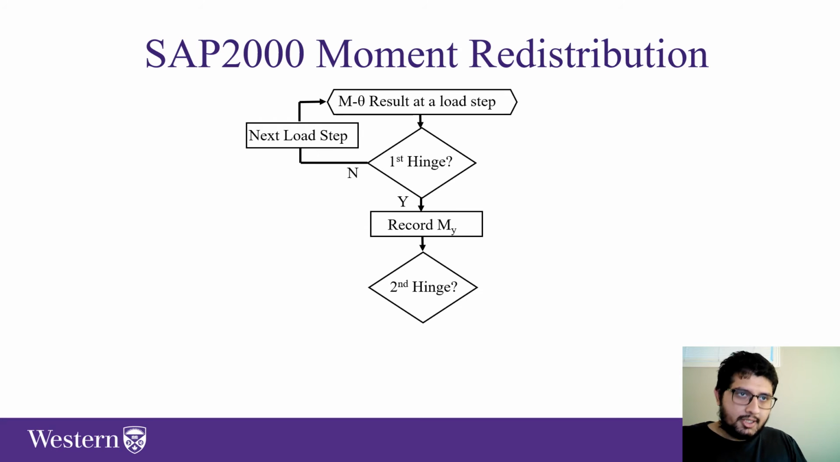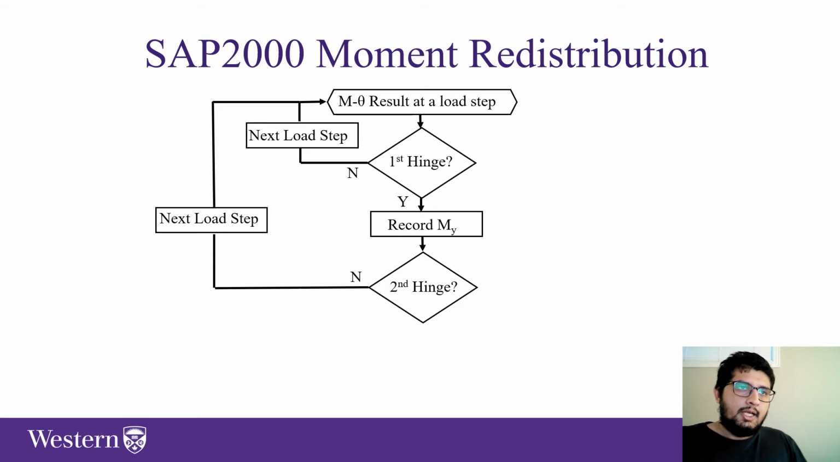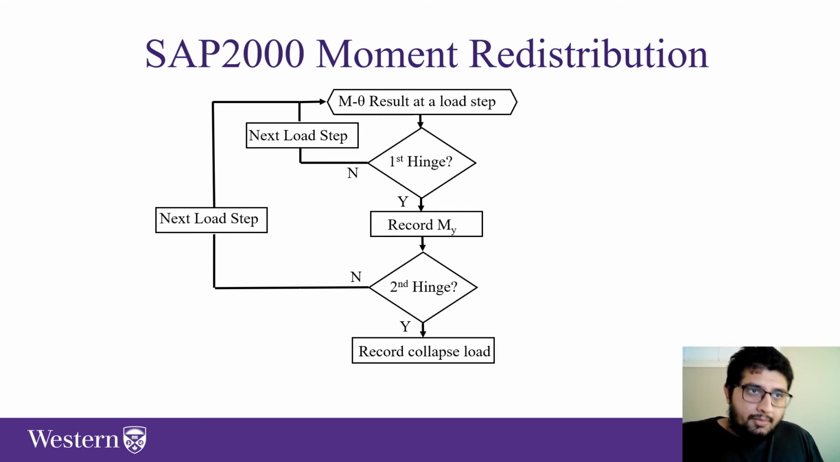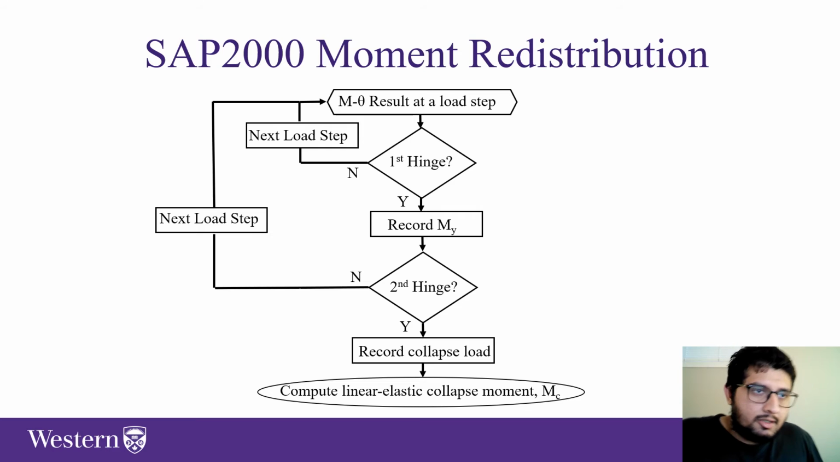Again, we have to check if the second hinge has developed in our two-span continuous beam, and as long as it hasn't, we keep increasing the load. Once we get the second hinge to form, we know that we've achieved collapse load, and we can determine the linear elastic collapse moment, which is M sub C. Then from there we can find the total moment redistribution using the bottom right equation.